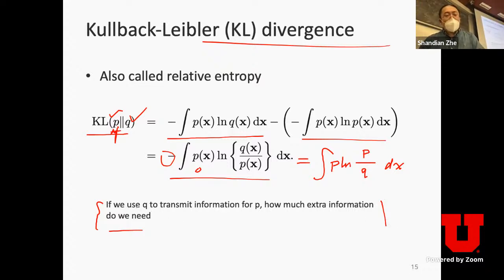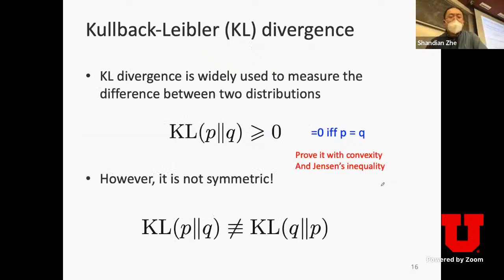KL divergence tells us, if you want to use distribution Q to transmit information for P, how much extra information do we need? Okay. But what we need to know is that KL divergence is a measurement of difference between two distributions. It is widely used to measure the difference between two distributions, and you can show that the KL divergence is always non-negative. And it is zero if and only if the two distributions are the same.